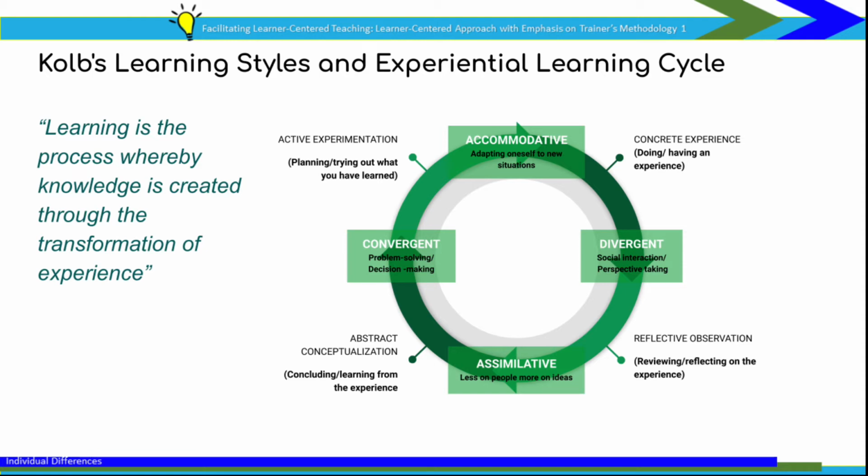Abstract conceptualization. This reflection gives rise to a new idea or a modification of an existing abstract concept. The person has learned from their experience. Four, active experimentation. The newly created or modified concepts give rise to experimentation. The learner applies their idea to the world around them to see what happens. The four learning styles: diverging, assimilating, converging, and accommodating.